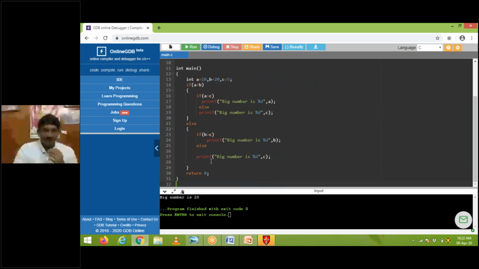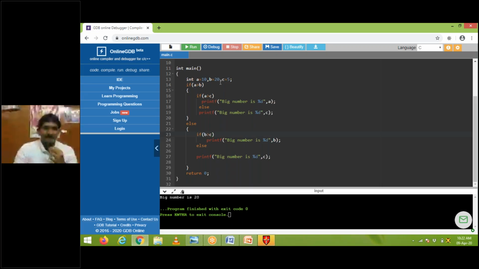Okay, that means according to our values, first 10 is greater than 20. That means 10 is greater than 20 means condition is false. So then it directly goes to this else part. Okay. Then 20 is greater than 5. Yes, it is true now. Big number is B. B value 20 is printed. So big number is 20.